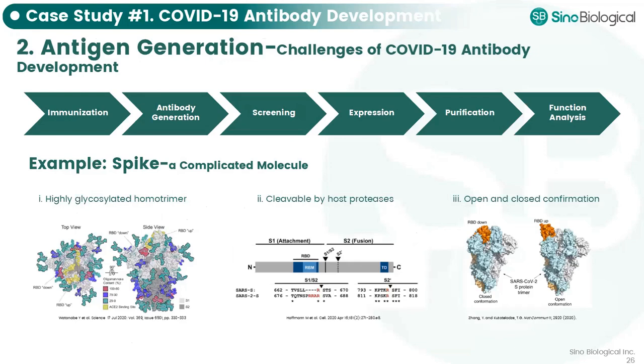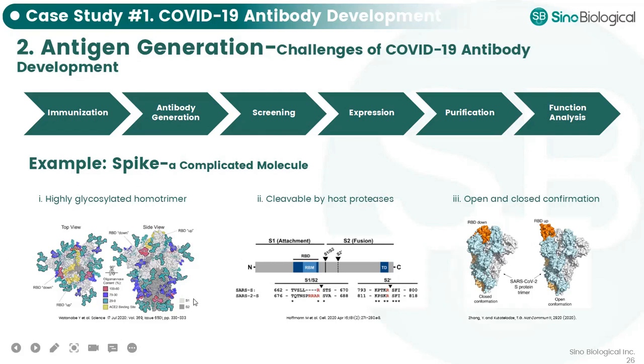And then we definitely want to produce some SARS-CoV-2 specific antibodies. Therefore, we have to start from the beginning. We have to first obtain these antigens and then immunize the animals and do the following steps. And for the SARS-CoV-2 antigens, there are some challenging parts. For example, the spike protein is a complicated molecule, so we need to think about which expression host to be used to obtain these proteins.